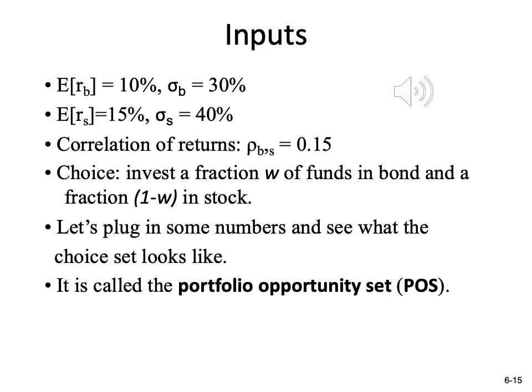Now let's look at the following example. We are going to use a bond and a stock to form a risky portfolio. The expected return of the bond is 10%, standard deviation 30%. The return of the stock 15%, standard deviation 40%. The correlation of the two assets 0.15. Now we want to put a fraction of W in bond, which means 1 minus W in stock. So let's take a look at the whole set of the choices, which is called the portfolio opportunity set.